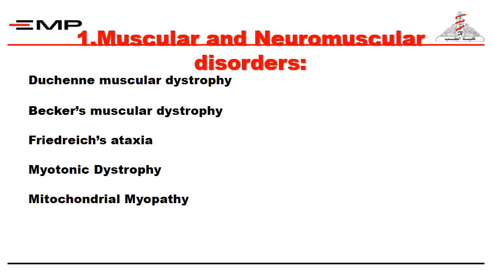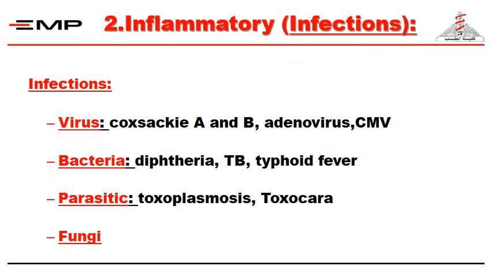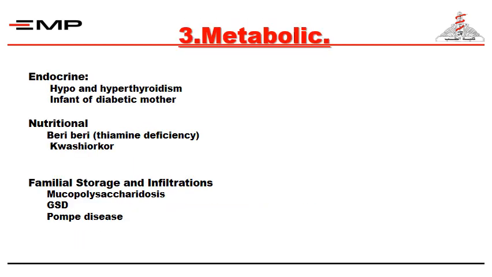So is Becker's muscular dystrophy, Friedreich's ataxia, myotonic dystrophy, and mitochondrial myopathies. All can be associated with cardiomyopathies. Infections, as viruses, come on top of the list of causes of myocarditis and myocardial disease. Coxsackie A and B, adenovirus and cytomegalovirus. Other viruses also can be incriminated. They can lead at the end to cardiomyopathy. Bacteria as diphtheria, TB, and typhoid also affect the myocardium. So does the parasitic infestation, Toxoplasma and Toxocara, and fungi.